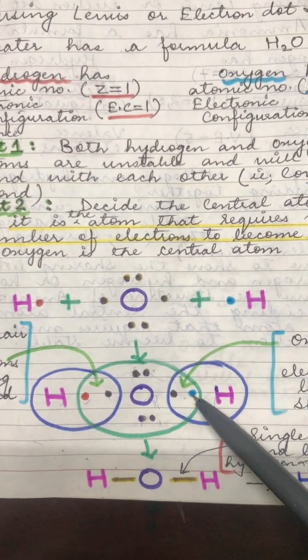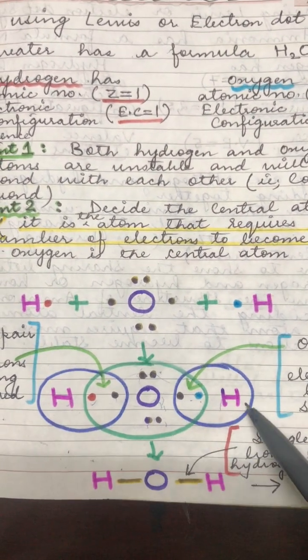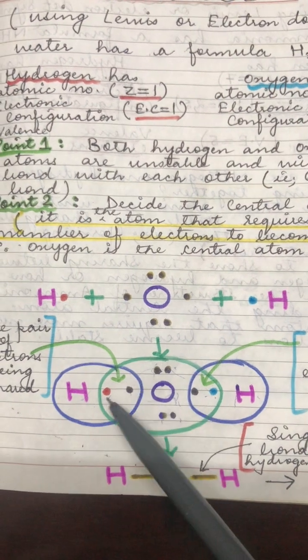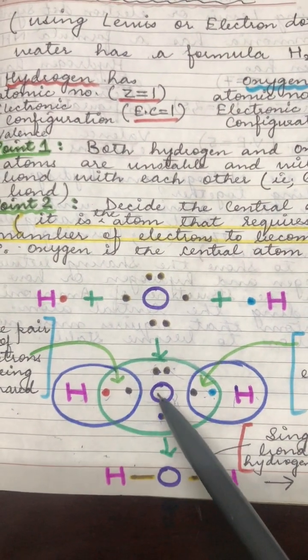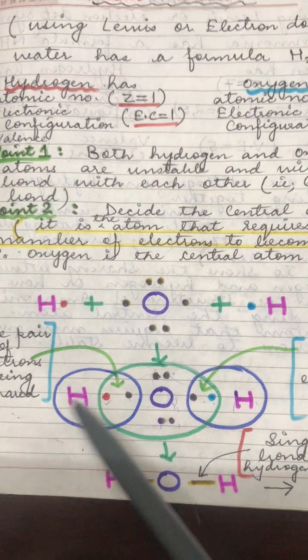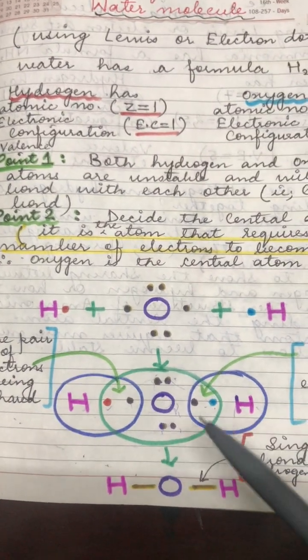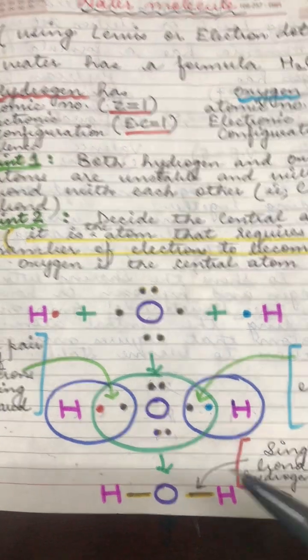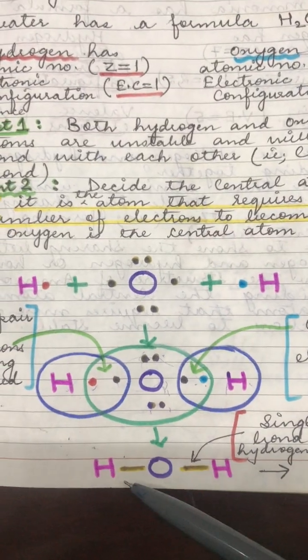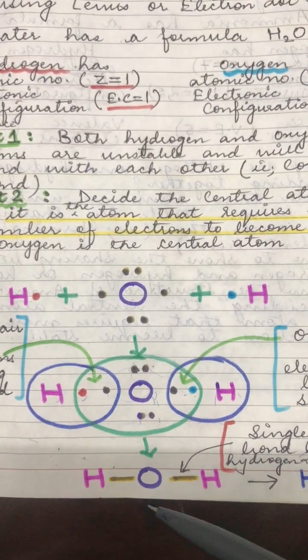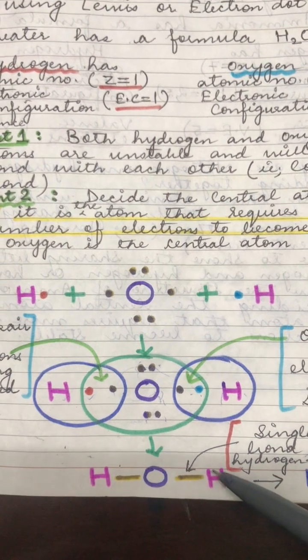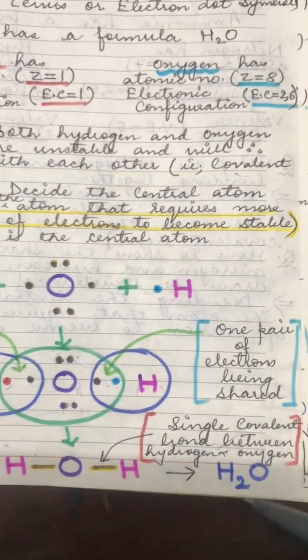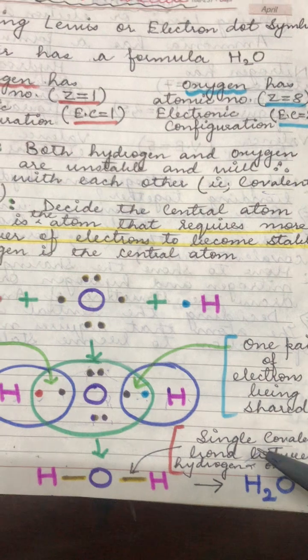Now if you clearly see here how many pairs of electrons have been shared, one pair of electrons has been shared between the oxygen atom and this hydrogen atom. Another pair of electrons has been shared between the oxygen atom and this hydrogen atom. So in turn, there are 2 pairs of electrons which have been shared separately. So therefore, we have 2 single covalent bonds being formed between oxygen and the hydrogen atoms. And in turn, the formula becomes H2O.